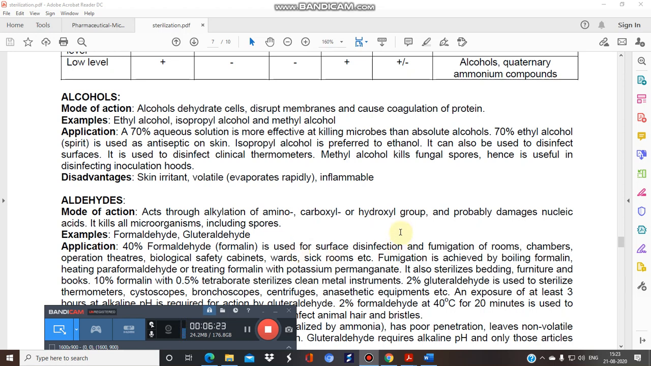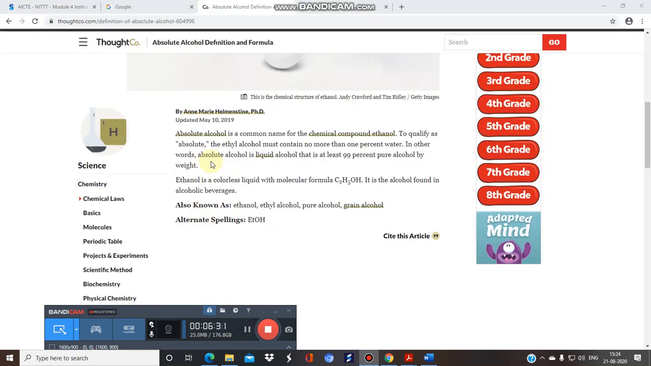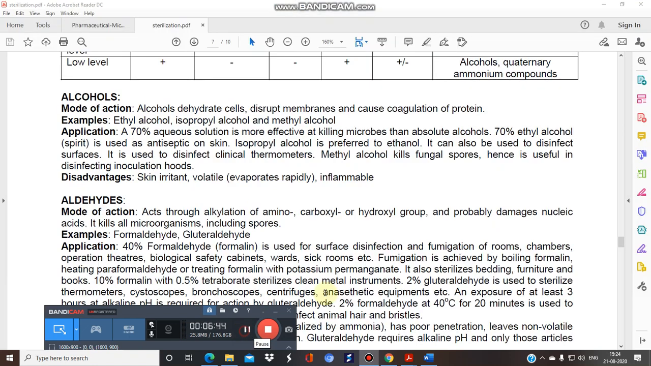So 70% aqueous solution is more effective at killing microbes than absolute alcohol. So you do not need to use any absolute alcohol. Just see the meaning of absolute alcohol. Absolute alcohol is a liquid alcohol that contains 99% pure alcohol by weight. So no need to use absolute alcohol. 70% is sufficient.